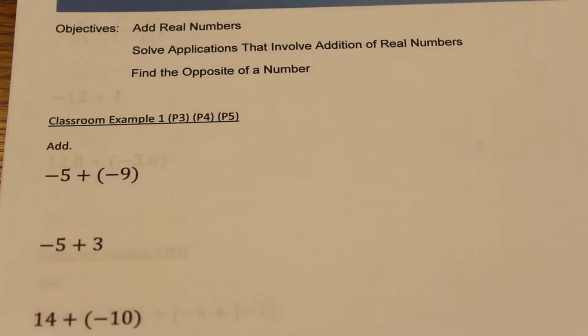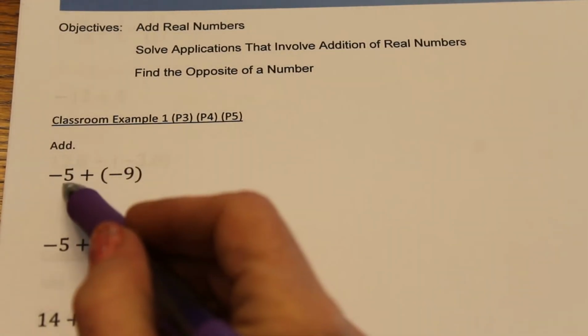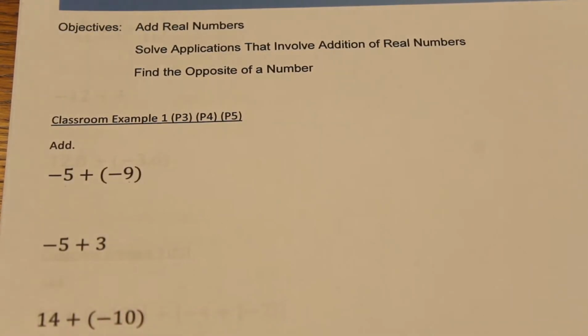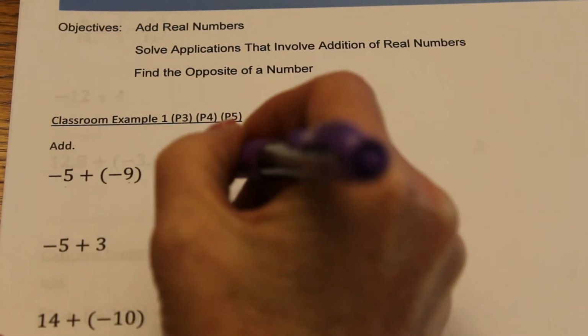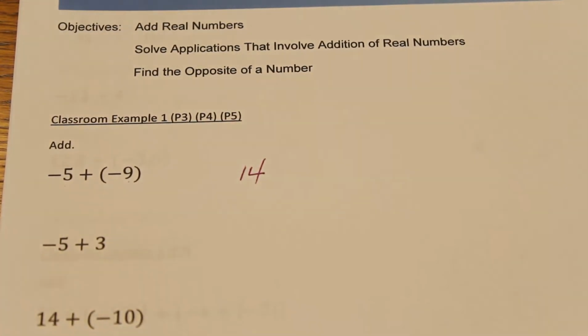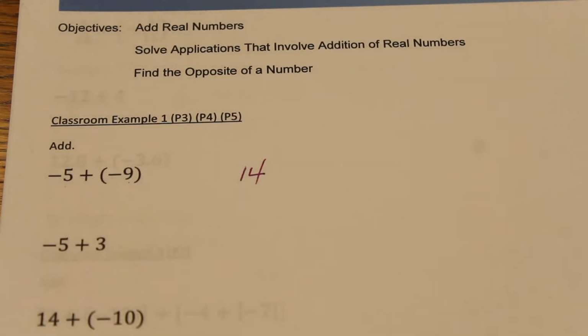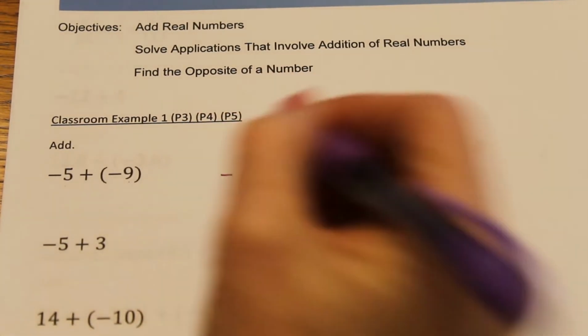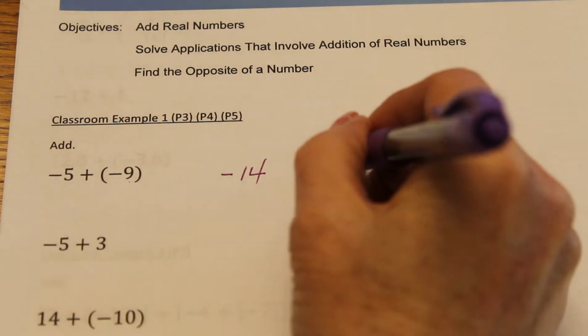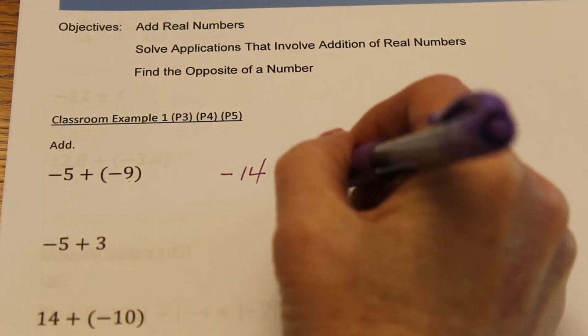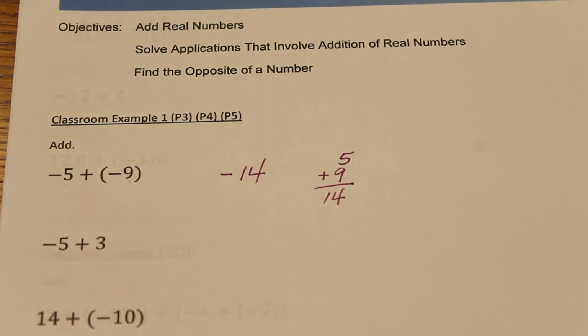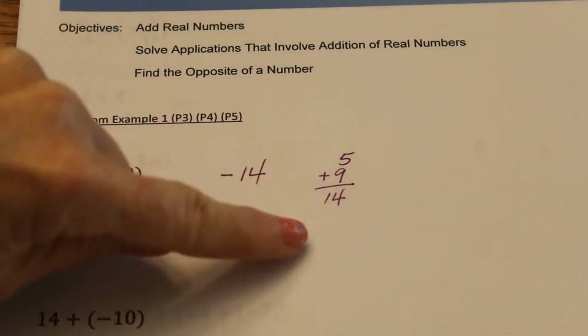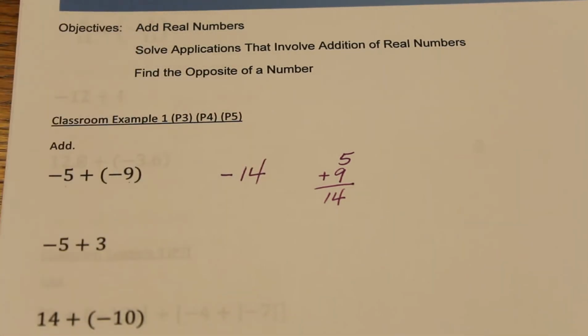All right, so here's a -5 and a -9. Same signs. So you add. 5 plus 9 is 14. And keep the sign of the... So over here, let me write 5 and 9 I added. Same sign you add and keep the sign.